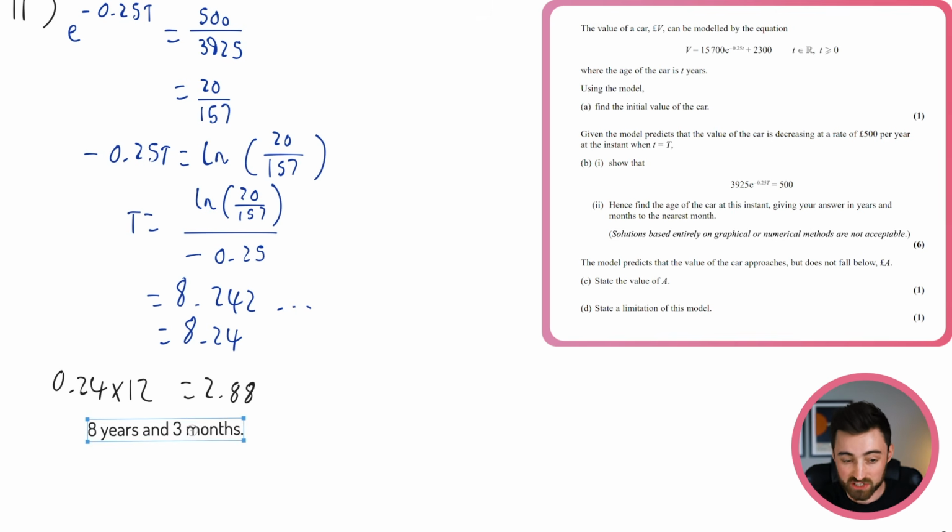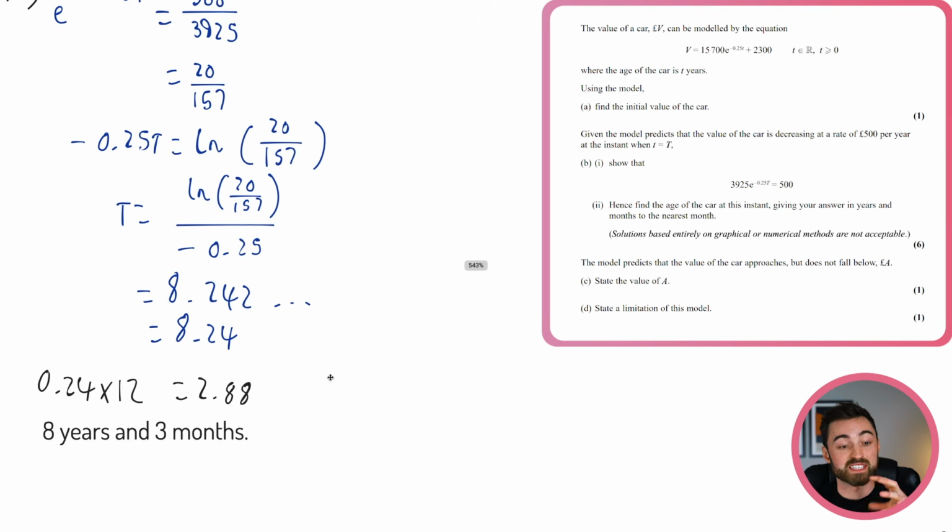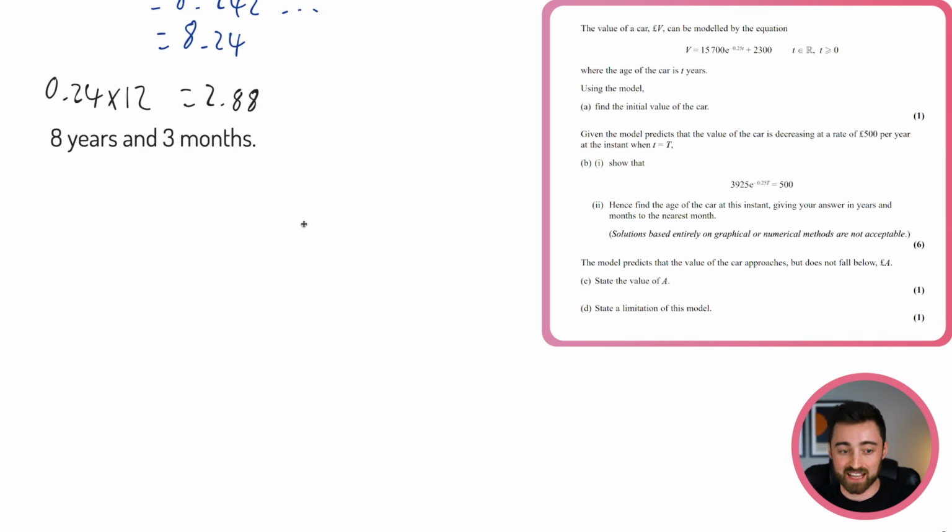So I suppose that's why there are so many marks. It's like getting the t, which is a bit grim, but then it's like converting all of that into years and months. That's why I looked back at the question, because I wanted to see if there's a specific way they want this answer. Like a lot of the time they might say, oh, find the year in which this happens, and then it's something else. So you've got to be careful there.